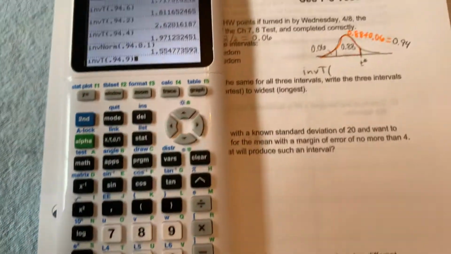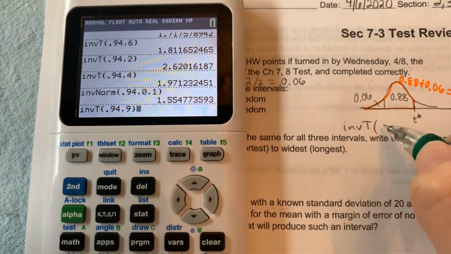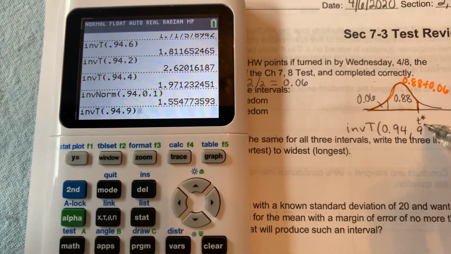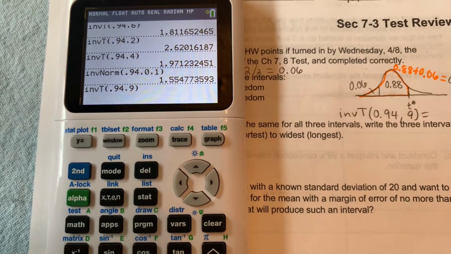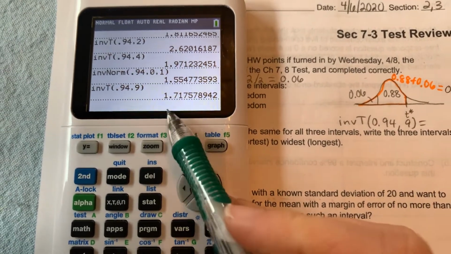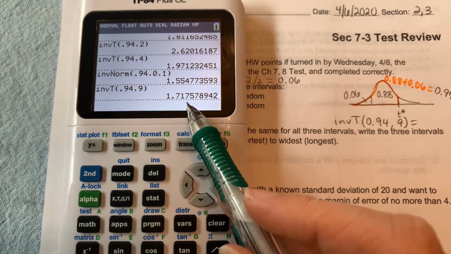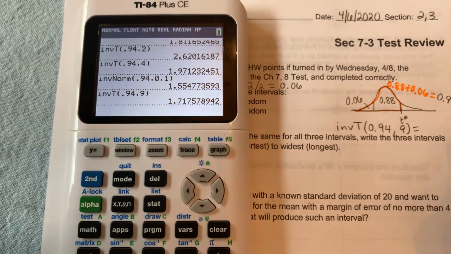Okay, so again, what my command ends up being is inverse T, 0.94, comma 9. If I hit enter one more time, it gives me the value, which is 1.71. Let's round it to 3 decimal places, so 1.718.